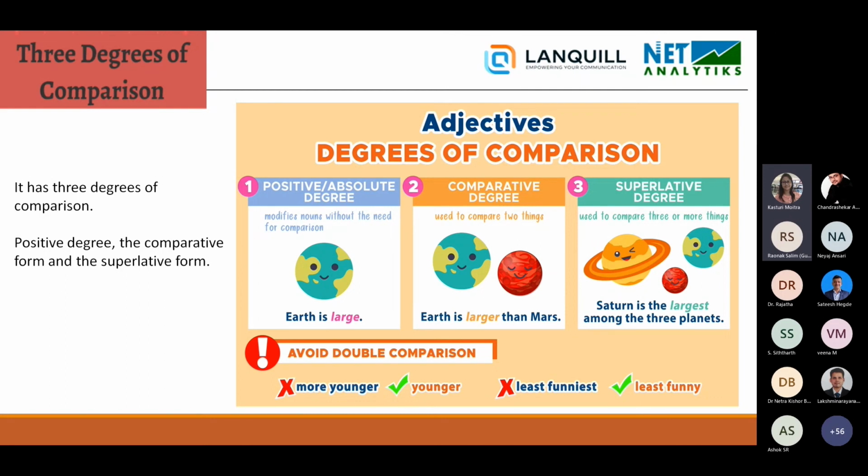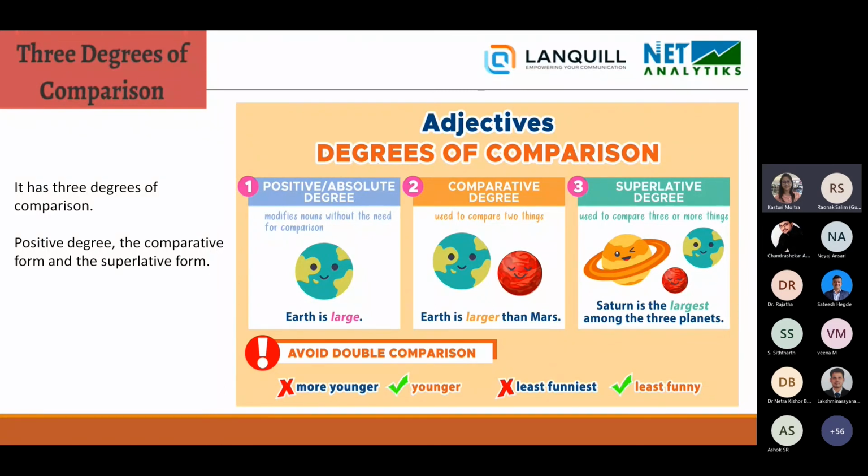Just to brief about it, if I say John is smart, that is a simple sentence. Or we can take the examples on the slide: Earth is large. How is Earth? It is large. Large is the describing word, and it is an adjective. Here I am talking about only Earth, describing one thing. But if you look at the next picture, here I have two objects being compared. One is the Earth and the other is Mars.